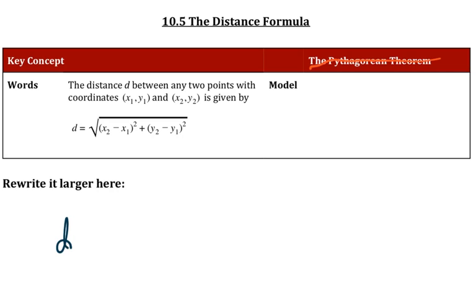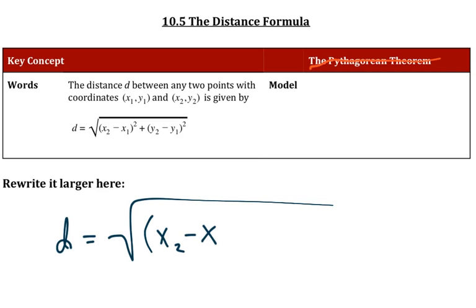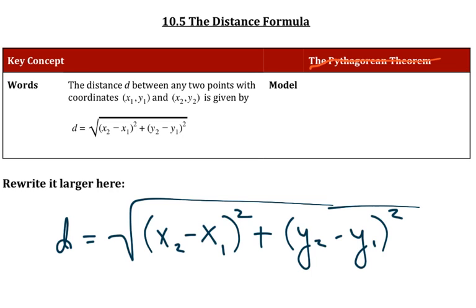But for now, we're going to jump into D is equal to the square root of x sub 2 minus x sub 1, so that's the difference of the 2 points, squared, plus y sub 2 minus y sub 1 squared. And then I'll extend my square root to make that look nice.